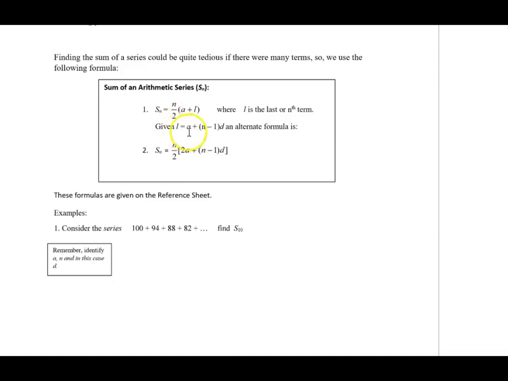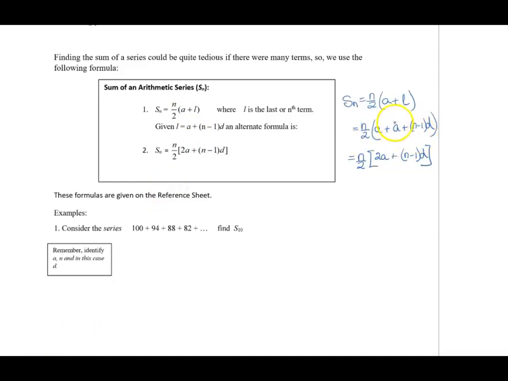Now, this next piece of information takes us to the second formula. You know that l is a plus n minus 1 d in this case, because it is the nth term. If we take that and substitute it for l, you might be able to visualise that.